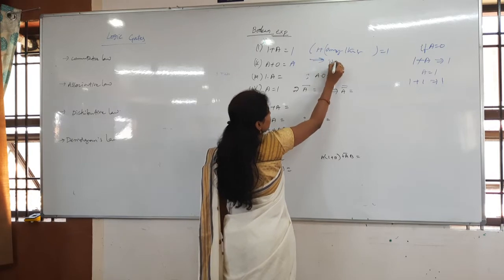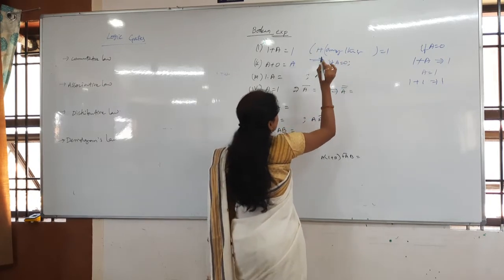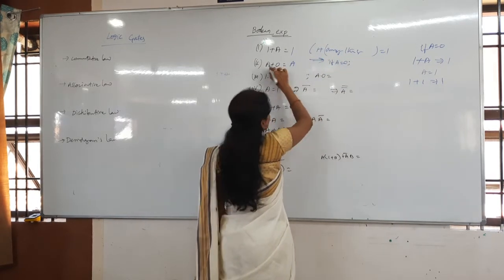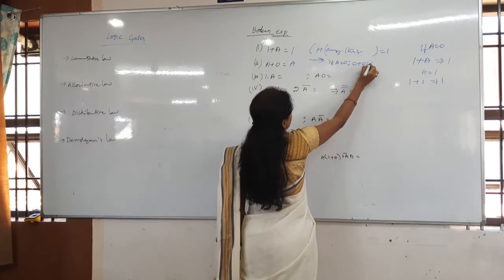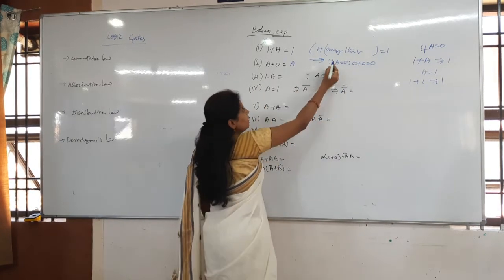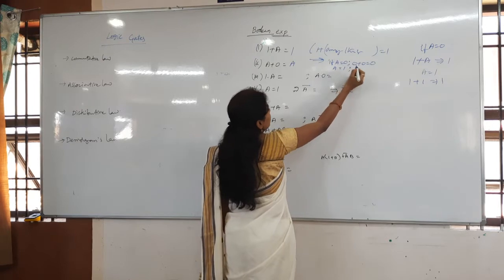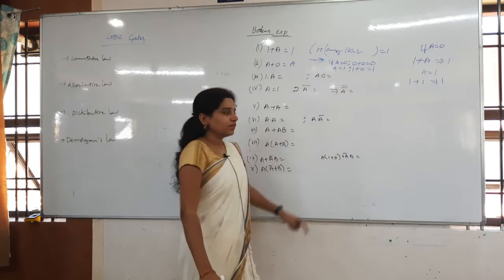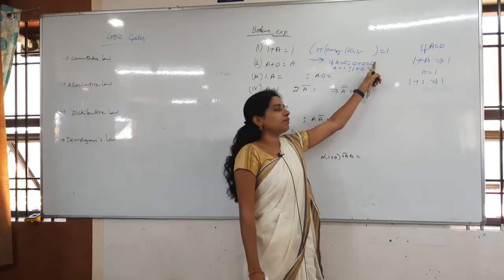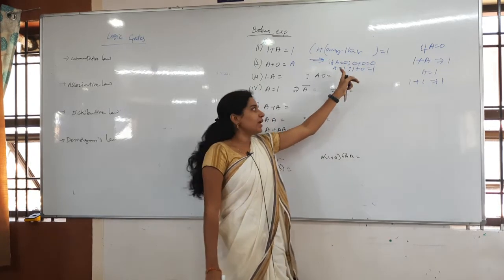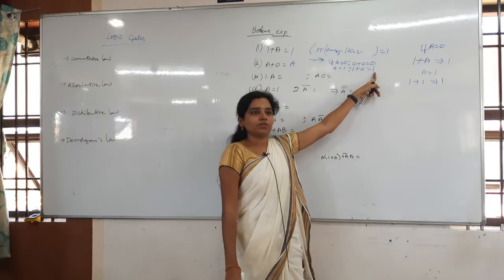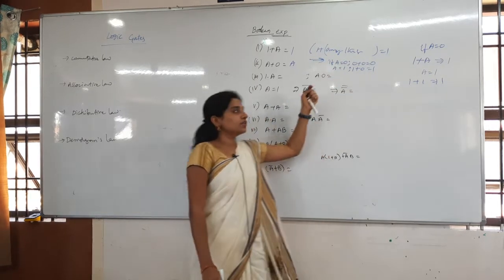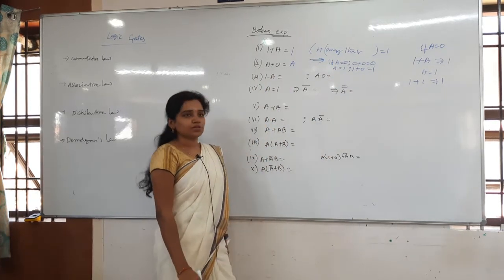If A is equal to 0, then what can I write here? 0 plus 0. How much is the answer? 0. If A is equal to 1, then what can I say in the place of A? 1 plus 0. The answer is how much? 1. I am taking 0 as A, and then we are getting 0 only. I am taking A as 1, then we are getting 1 only. 1 means again what? A only. So A plus 0 is A only.